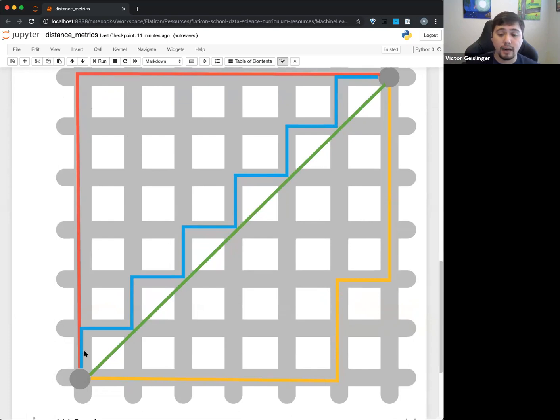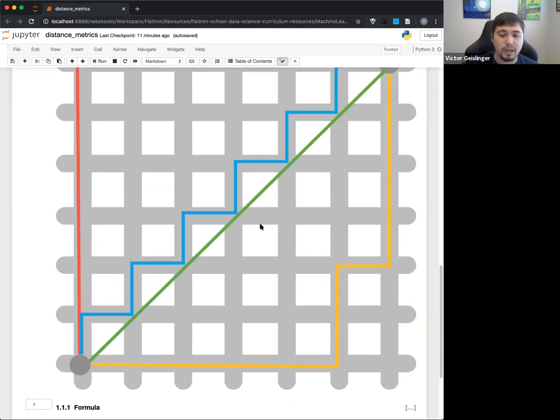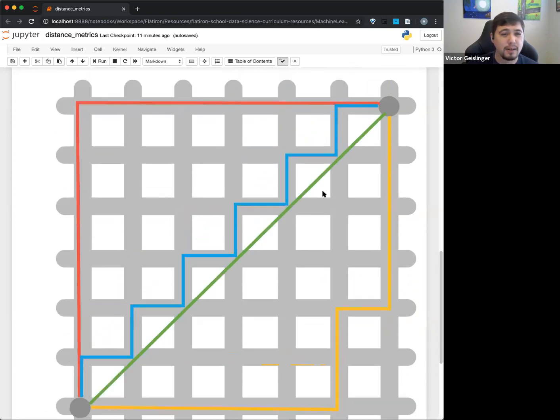Note this green line here. This green line would not be the Manhattan distance. We'll talk about this as the Euclidean distance, or you can think back to the Pythagorean theorem. We'll talk about this in a second, but for now just know that it's a comparison.